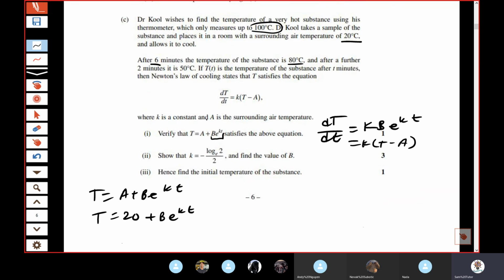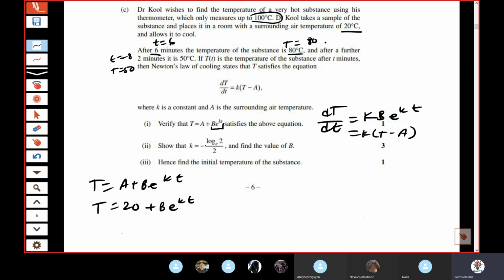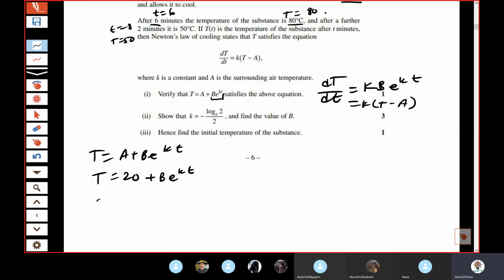So unfortunately, you can't say temperature is 100 degrees initially because it doesn't say that. It just says it reaches a maximum or measures up to 100. It doesn't say it's starting off at 100. So we just know when time is 6, temperature is 80, and when time is 8, temperature is 50, and that's all you can use. So temperature is 80, 6K, and what did I say? Temperature is 50, 8.